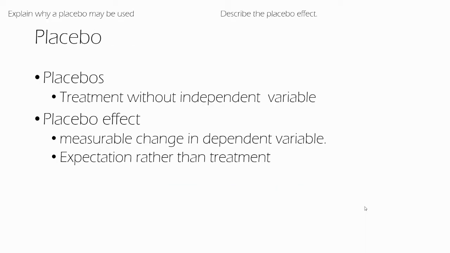Placebos. Placebos can be included as a treatment without the presence of an independent variable being investigated. So it's very close to the definition for the negative control. The placebo effect is a measurable change in the dependent variable as a result of a patient's expectations, rather than actually as a result of the change in the independent variable. In some experiments, a negative control can be used to examine the placebo effect.